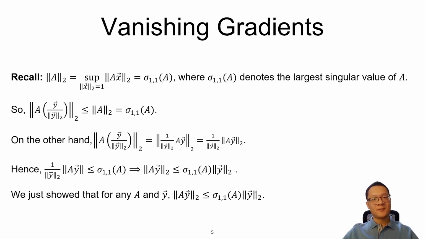Okay, let's take a look at this. So recall that the two norm of a matrix is defined to be the supremum over all vectors with one norm of Ax. So actually, let's probably do this on the written notes. Okay, so recall that the induced two norm of a matrix A, which is also called the operator norm, is equal to the maximum possible value of the two norm of Ax if we are allowed to plug in any x such that the two norm is less than or equal to 1.